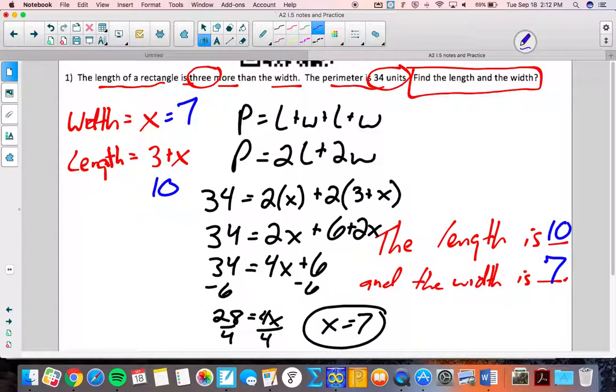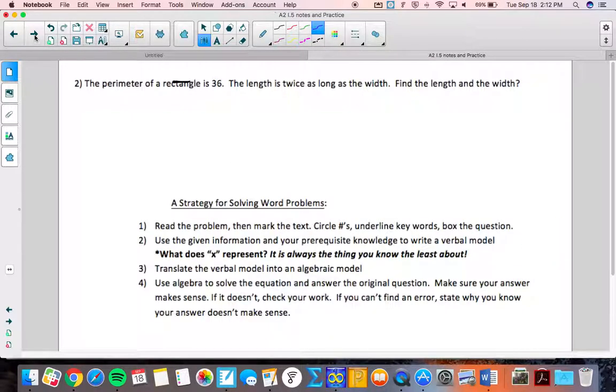And here they specify length versus width, so it's important that you don't switch those up. And it said here the length is 3 more than the width. The length is the long part, so it's more. And if you did the perimeter, 10 plus 7 plus 10 plus 7, that is 34, so it's got to be the right answer.